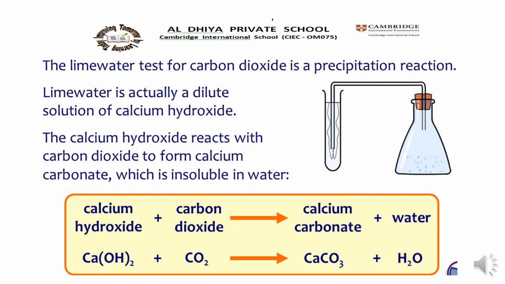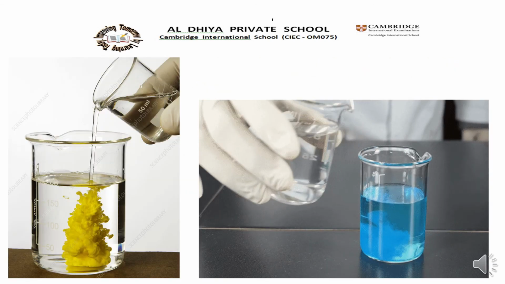The calcium hydroxide reacts with the carbon dioxide to form calcium carbonate, which is insoluble in water. See the reaction. Calcium hydroxide plus carbon dioxide gives calcium carbonate plus water. Calcium carbonate means a milky color. See the slide, how the precipitation will come.